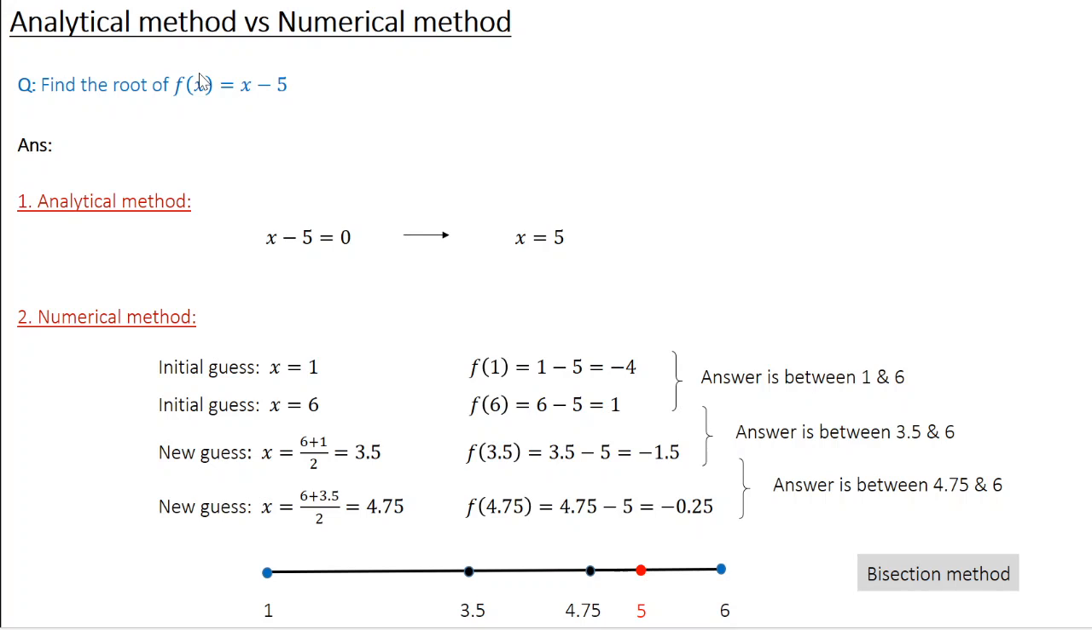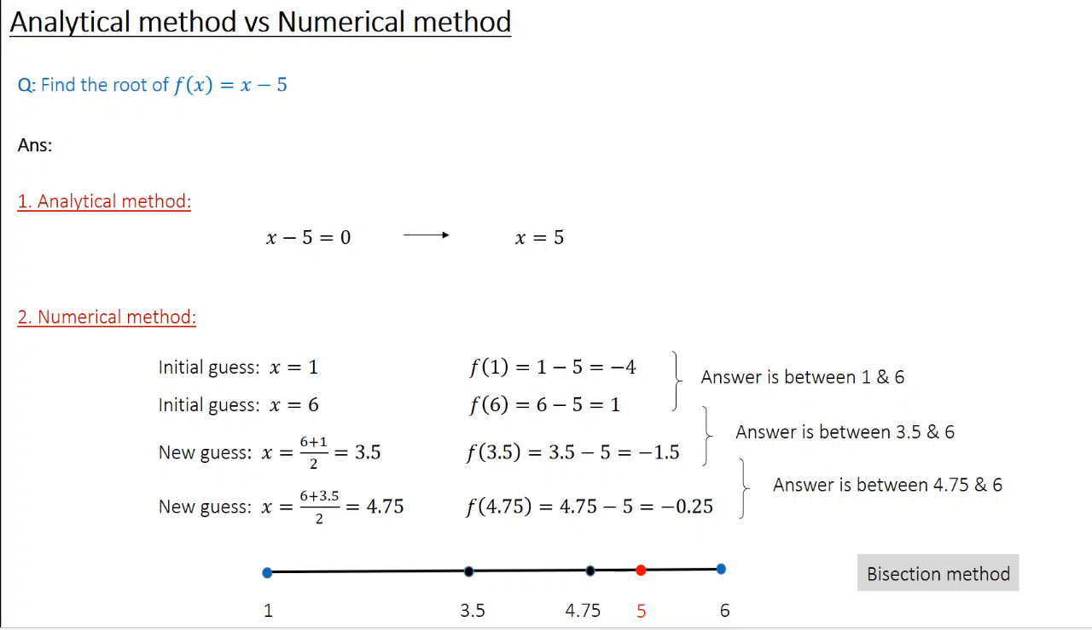Now I can illustrate the difference between these two methods with a simple example. Find the root of the equation f of x equal to x minus 5. And you know the meaning of root of an equation, right? You have to find the value of x for which f of x equal to 0. First one, analytical method. Here you equate the equation to 0. So you write x minus 5 equal to 0, from which you can find out the value of x equal to 5. This is simple and straightforward for this particular case.